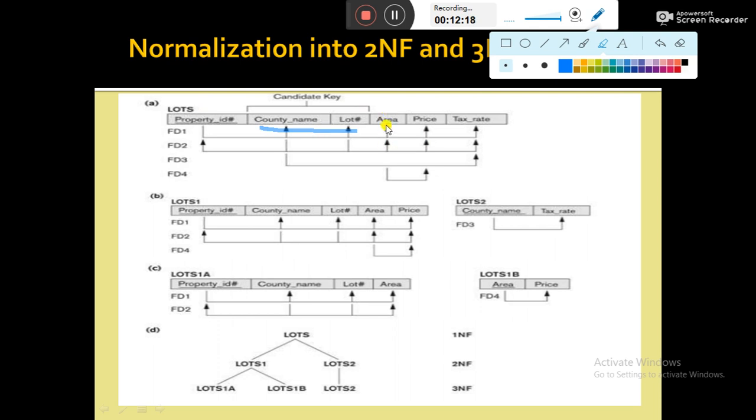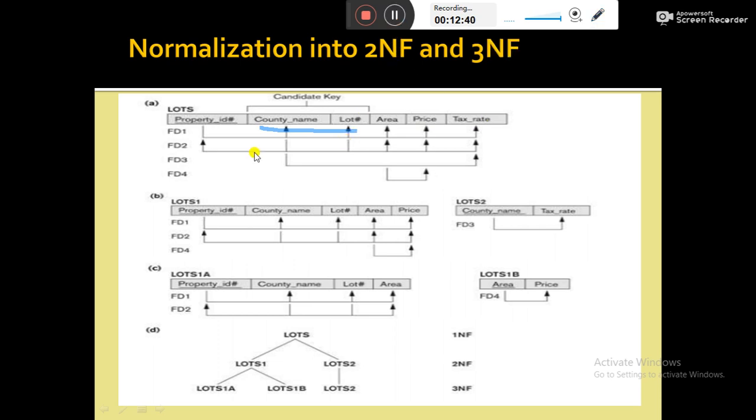Next, area. Area is the amount of area of a particular lot. Price is the price of the lot, and tax rate is the amount of tax the user has to pay for a particular lot. And in the relation LOTS, 4 functional dependencies are defined: FD1, FD2, FD3 and FD4.